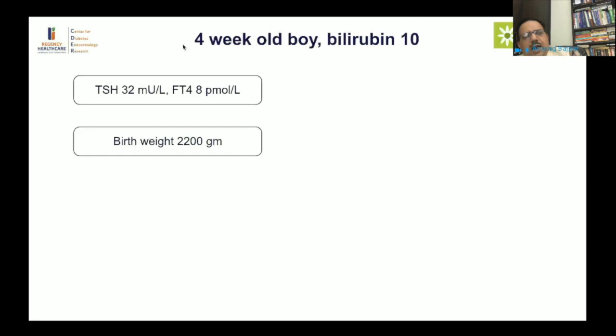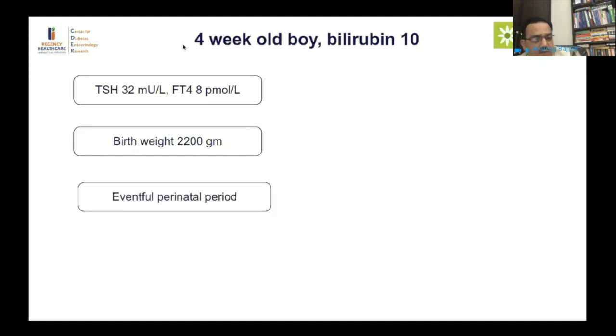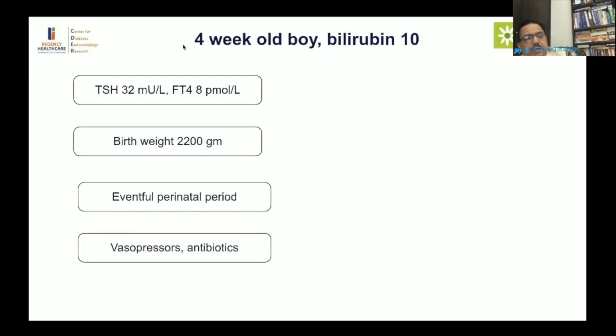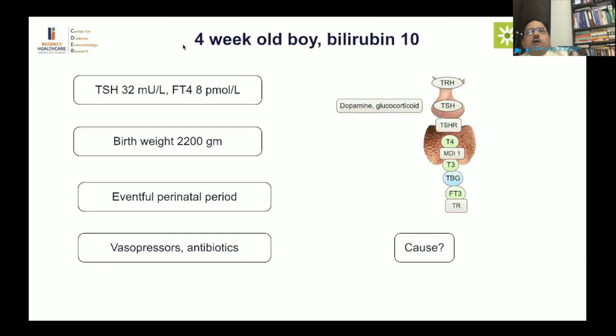now presenting at 4 weeks of life with hypothyroidism? So if you go back to the history, this child was born SGA, had an eventful perinatal period, required vasopressors and antibiotics, and there lies the clear-cut story that these vasopressors, particularly dopamine, stress, and all those situations will result in a non-thyroidal illness, and this was the real cause of a false negative report on neonatal screening, and this emphasizes the need for a repeat screening after 3 weeks at least to evaluate for a follow-up of hypothyroidism.